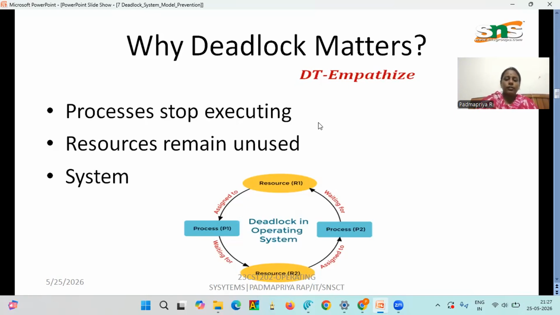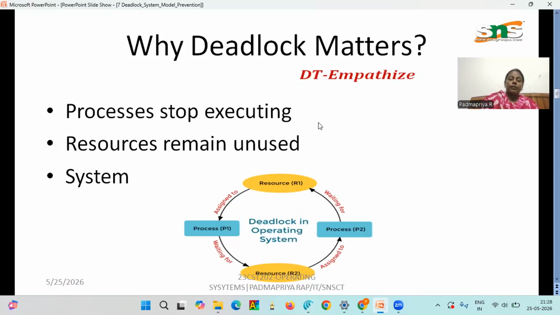Here, process P1 and process P2. Process P1 is waiting for resource R2, and resource R1 is assigned to process P1. At the same time, resource R2 is assigned to process P2, but P2 is waiting for R1. So in that manner, a cycle will form, isn't it?